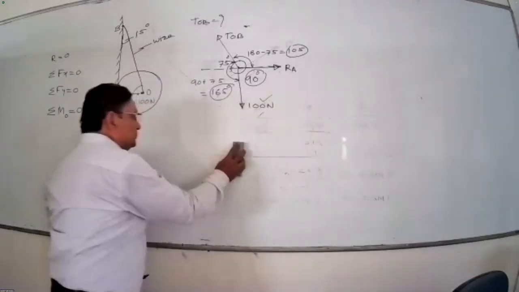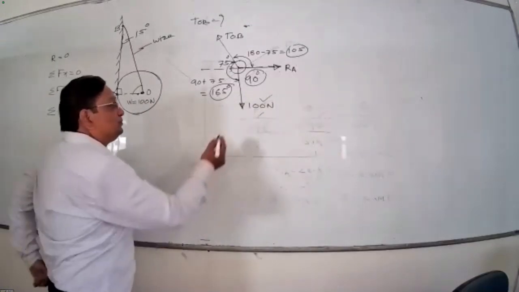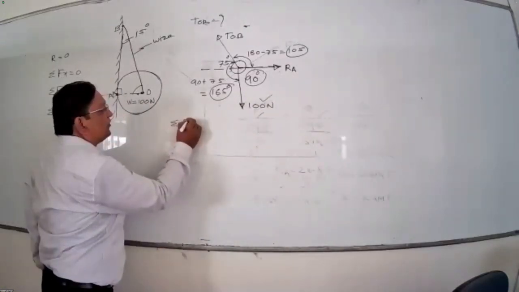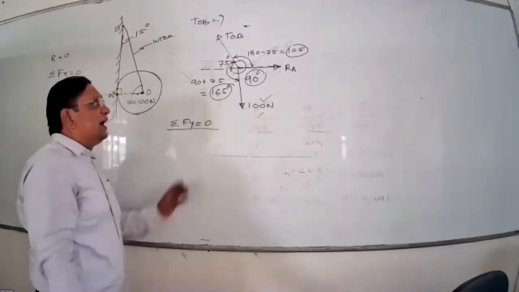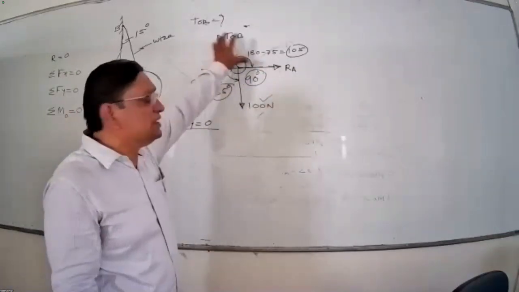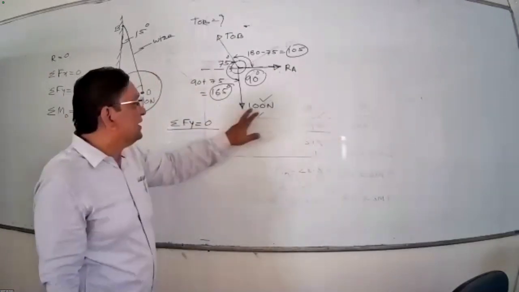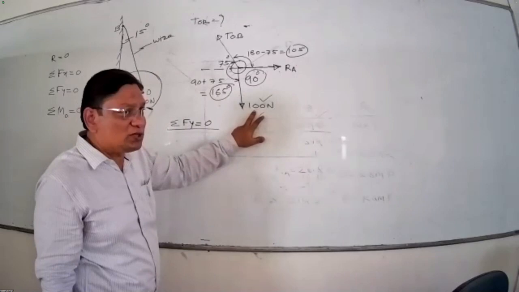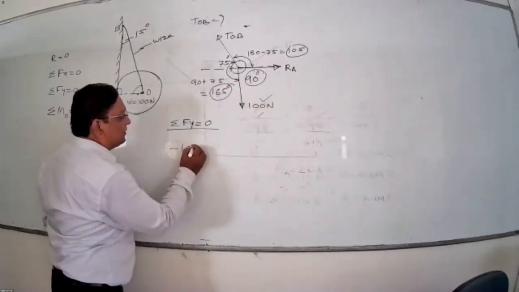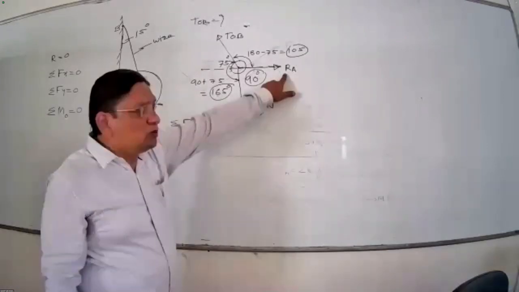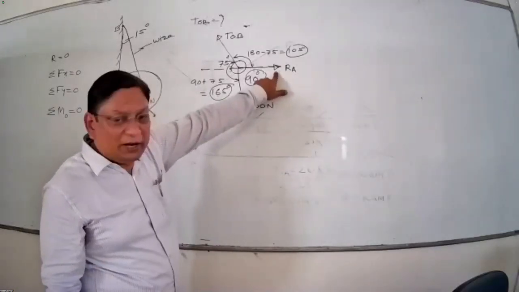First thing, if I apply the equation summation of Fy is equal to 0, this is the condition of equilibrium. This body is in equilibrium, so I can apply the conditions of equilibrium. First point, 100 Newton force. It's a vertical force acting in the downward direction, so it will be minus 100. Next, move to the force RA. RA is a horizontal force. Its y component will be 0.